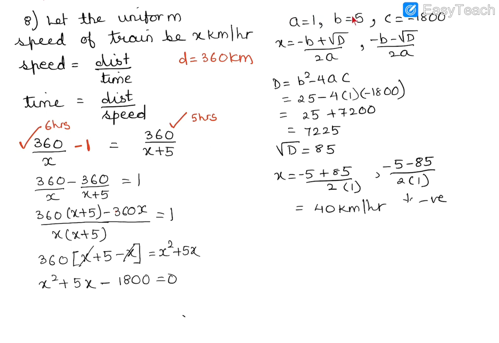A is 1, B is 5, C is minus 1800. So I find out a D which is B square minus 4AC, and this is going to give me 7225. So here when you use a quadratic formula, you should be aware of how to find out a square root. Otherwise, go in with the splitting up of the middle term. That's always better. And therefore, minus B plus root D by 2A and minus B minus root D by 2A will give you your answer as 40 kilometers per hour, because here look, minus 90 by 2 is coming negative.